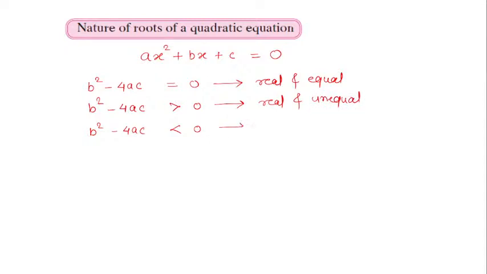And in the third case, if b square minus 4ac, we get a negative value for b square minus 4ac, any negative value, less than 0 means negative value, then in that case, roots are not real.